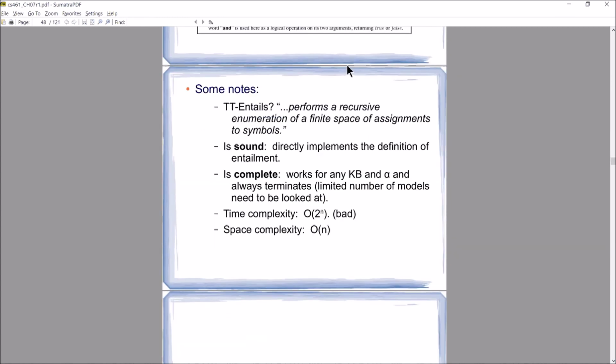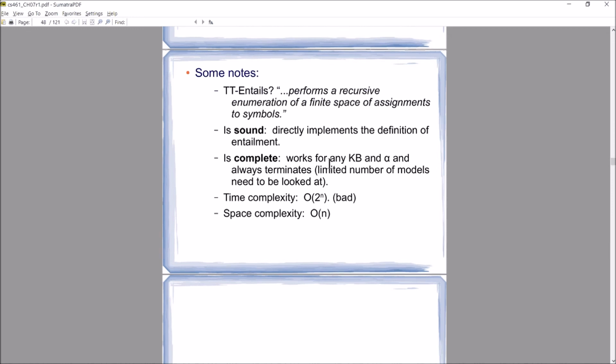Okay, so let's see here. The algorithm itself is sound. It's complete for the reasons that you can read here. It implements the definition of entailment, and it's going to work for any knowledge base and an alpha, and always terminates. So you don't have to look at every single model. There is a finite set of models that you can examine.